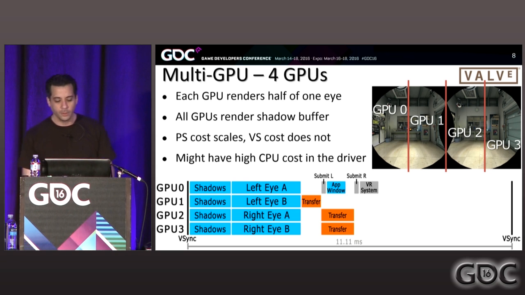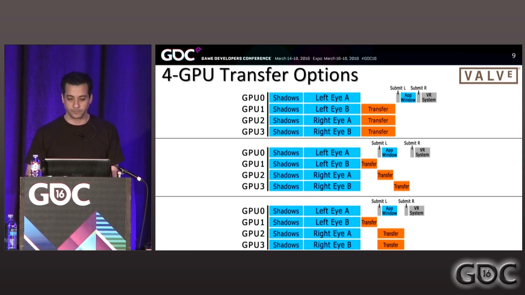One thing to keep in mind is that, depending on the driver architecture, 4 GPUs might actually cost you quite a bit of CPU perf. Even though you're only doing one submission across four GPUs, the driver might be doing a bunch more work. So be conscious of that. Make sure you're looking at captures and be aware of what the drivers are doing.